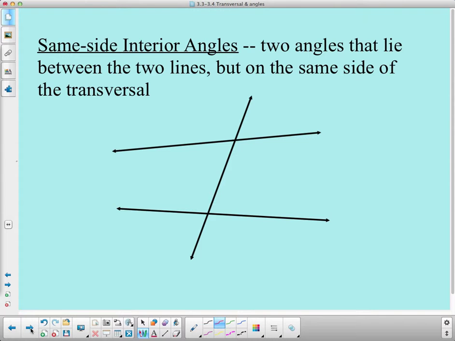All right, same side interior angles. This one says 2 angles that lie between the 2 lines, because it says interior. But notice it doesn't say alternate, it says same side. So this time they're going to be on the same side of the transversal. Same side of the transversal. So which ones will those be like?